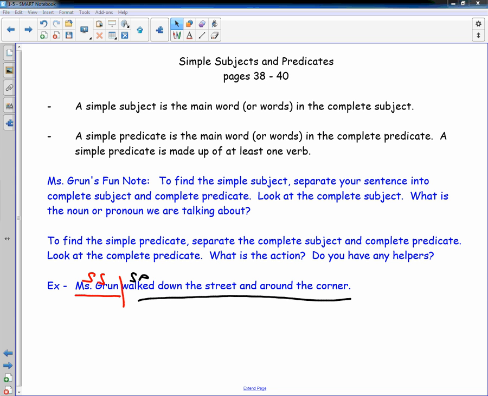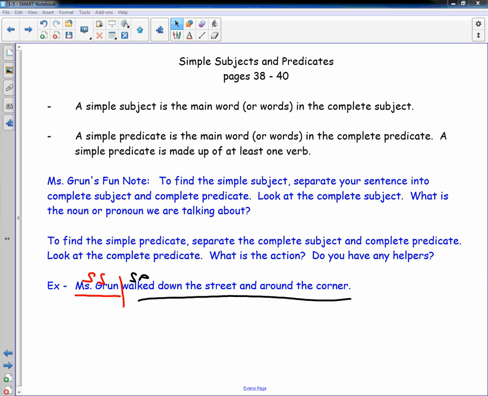My fun note is to find the simple subject, separate your sentence into complete subject and complete predicate. We did that in last lesson. So you separate it by drawing the line in front of the verb. Look at the complete subject. What is the noun or the pronoun we are talking about? To find the simple predicate, separate the complete subject and the complete predicate. Look at the complete predicate. What is the action? Do you have any helpers?